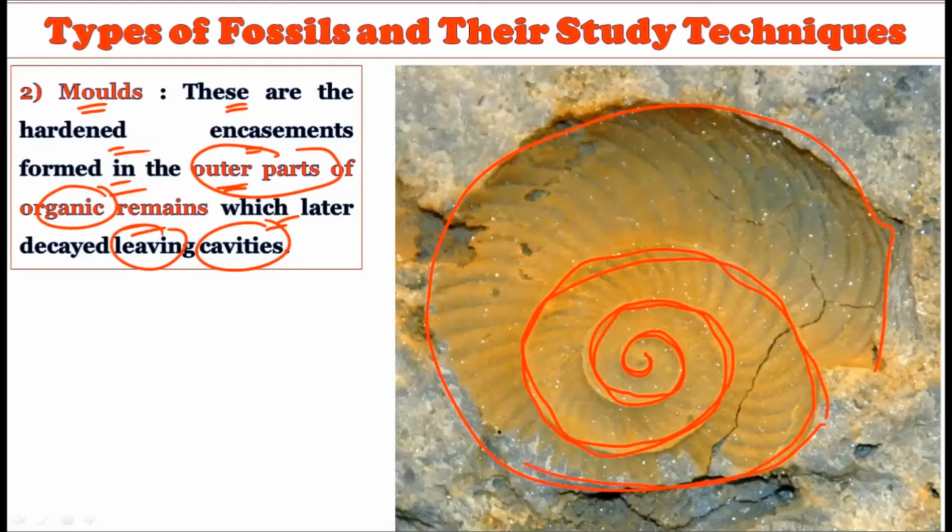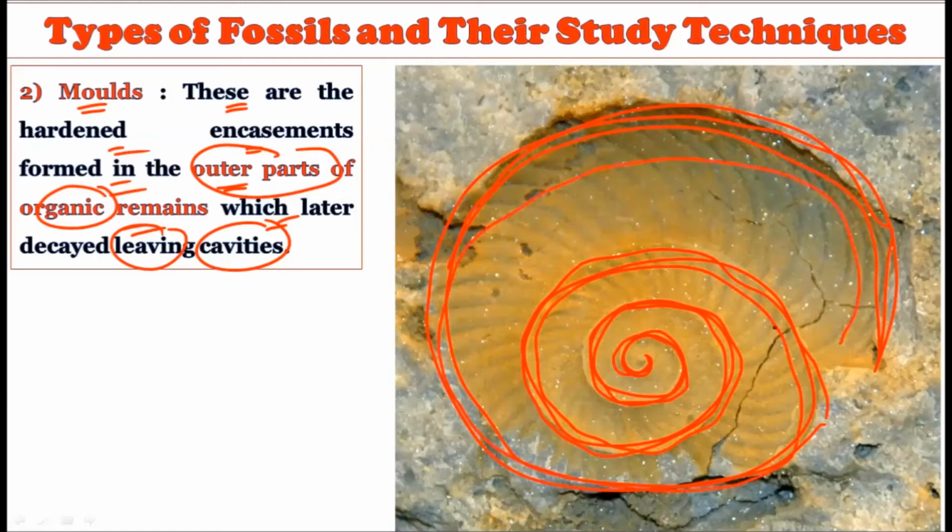And the whole organism's body is not there. Only the outer part is there, the hardened part, and this hardened part has also decayed. What is there? Only the cavities, and from these cavities we can only draw the general outline of an organism like this. So this type of fossil record always comes under molds.